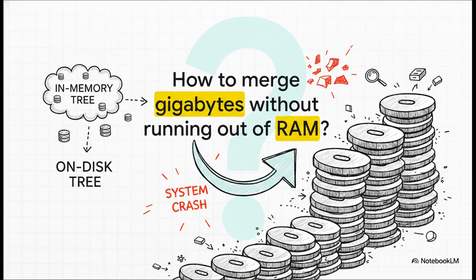But here's the massive operational puzzle. RAM is finite, right? You can't just keep absorbing data in memory forever. So if your database grows to gigabytes or even terabytes, how on earth do we merge the small in-memory tree with a massive on-disk tree without loading everything into memory and totally crashing our limited system?